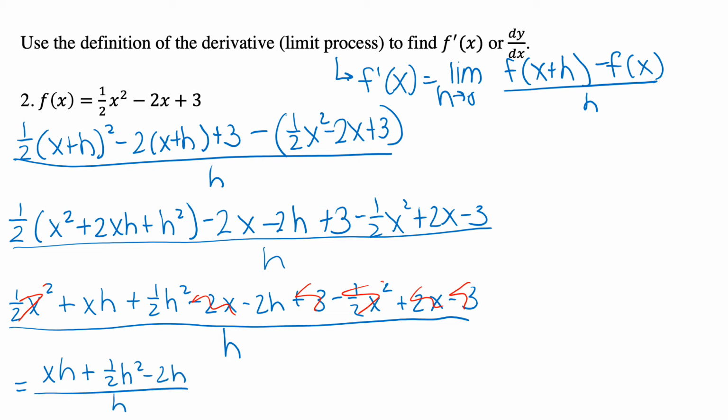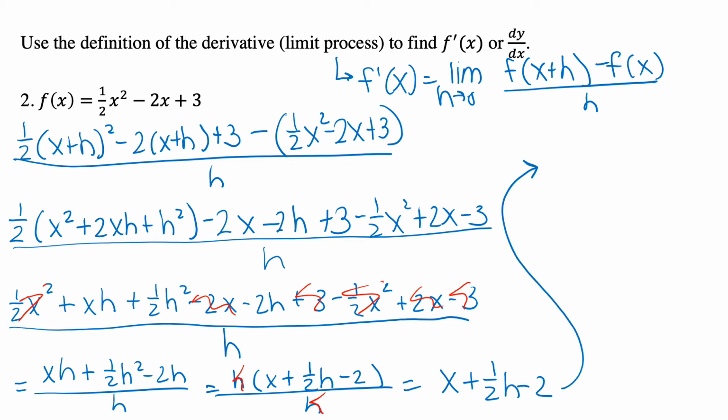Remember, now we can factor an h out of our numerator. So we're left with x plus 1/2 h minus 2 all over h. Now that we factor that h out, we can actually go ahead and cancel them. So this function simplifies down to x plus 1/2 h minus 2.